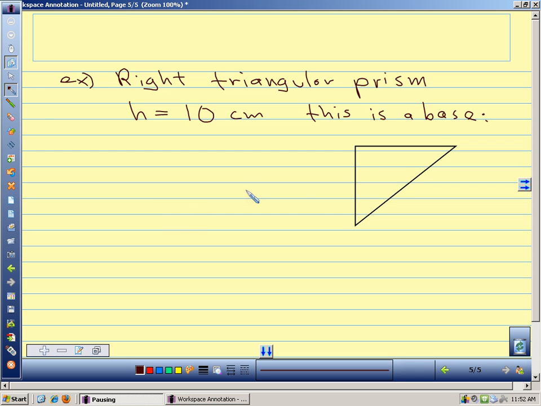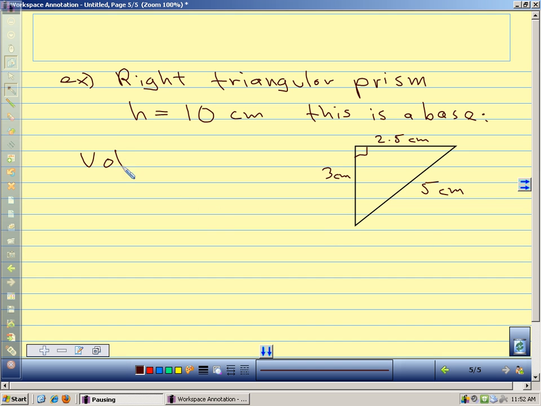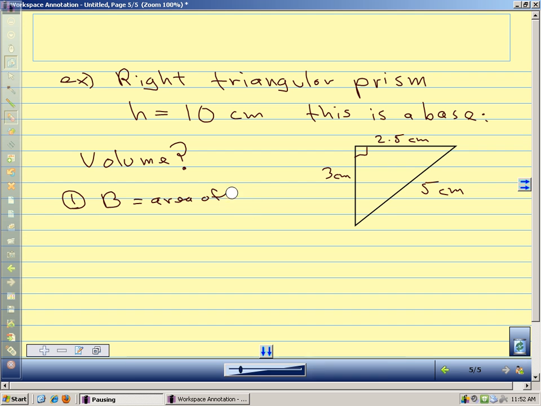So that's the base of my prism. And this is 2.5 centimeters. This is 3 centimeters. And this is 5 centimeters. We want the volume. So for our volume, we need 2 things. We need the area of the base, and we need the height.